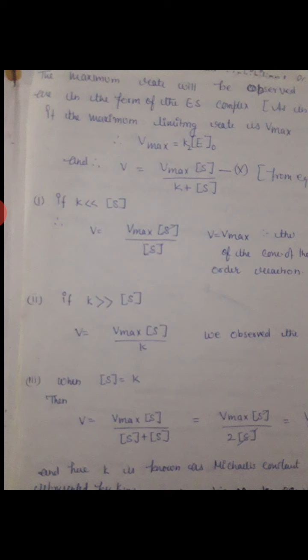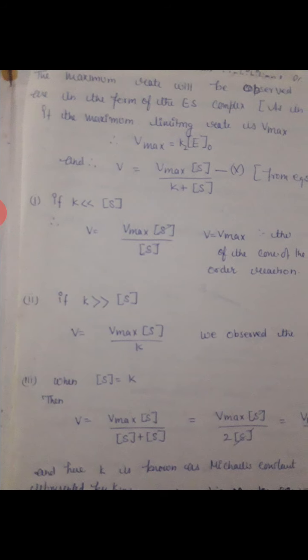Now suppose the third condition is when the substrate concentration equals Km, that is the Michaelis-Menten constant. Putting the value, we replace Km with S, so V comes out to be Vmax divided by 2. So we can find the Km value through the graph, because it comes out to be Vmax divided by 2.